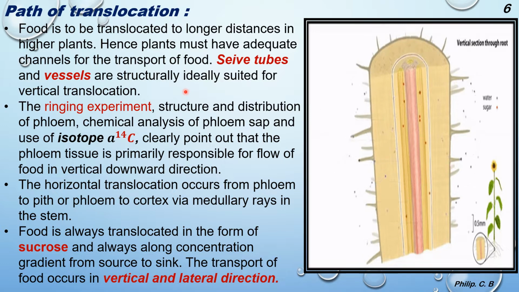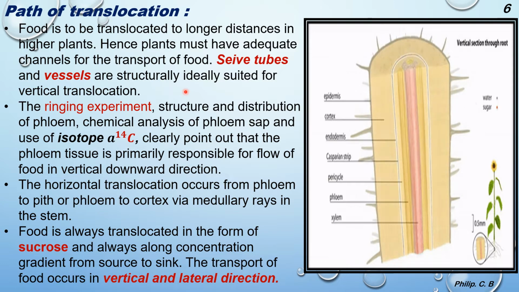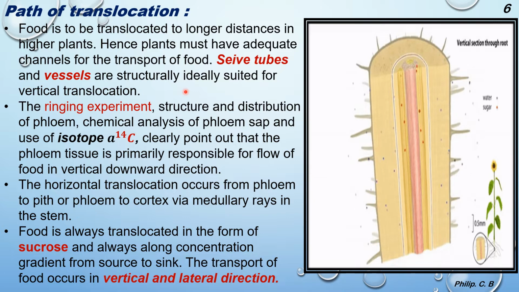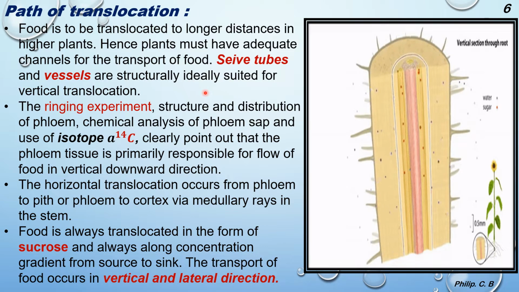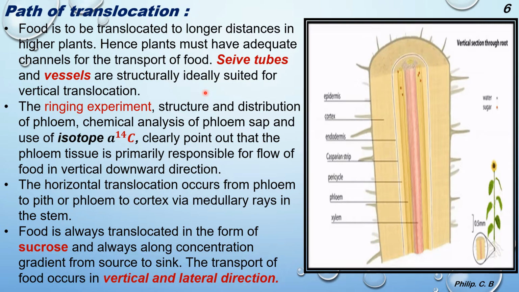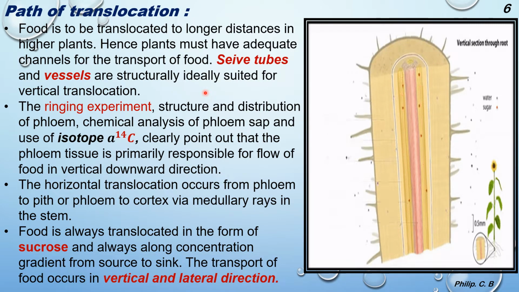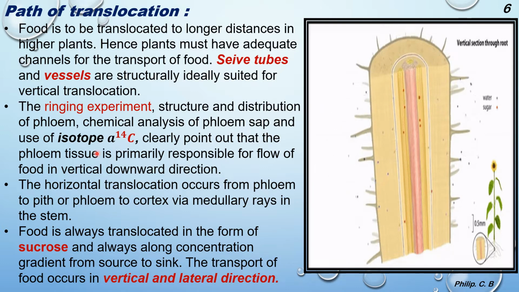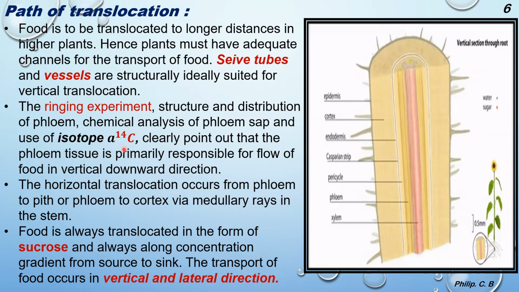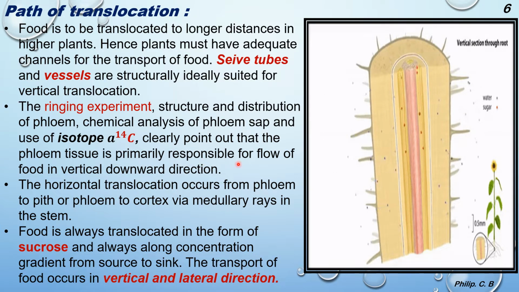As food has to be passed to various parts of the plant, that is stem and leaves, a proper channel or route is required for transportation. This is particularly suited by the presence of sieve tubes and vessels, which by vertical translocation help in carrying the food. Further, the ringing experiment, structure and distribution of phloem, chemical analysis of phloem sap, and use of isotope, that is carbon 14, clearly point out that phloem tissue is primarily responsible for flow of food in the vertically downward direction.